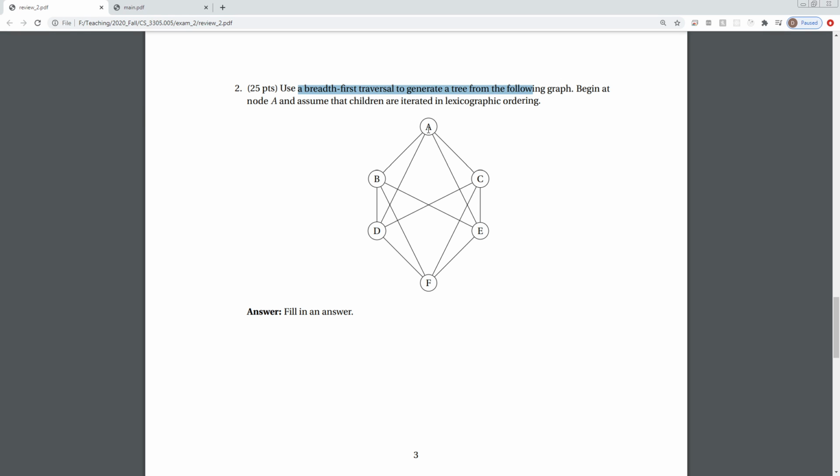Right, so you start here, and then you queue each of the children, each of the adjacent nodes, in lexicographic or alphabetic order in this case. So it would be B, C, D, and E, and then those define which ones you're visiting next, and so forth.